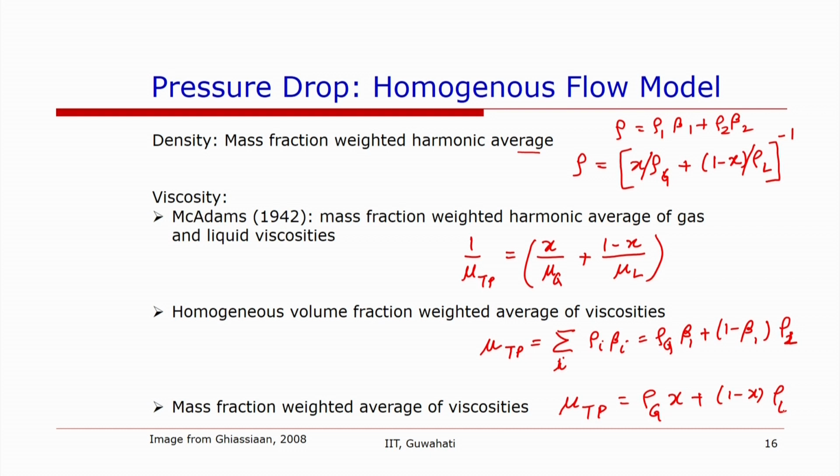So different combinations of volume fraction or mass fraction weighted averages of viscosities and densities have been used to predict the pressure drop using the homogeneous flow model. In my opinion, it is appropriate to use the viscosity of water if only the liquid phase is in contact with the wall, and then try to see how well it does for the correlation. Okay.